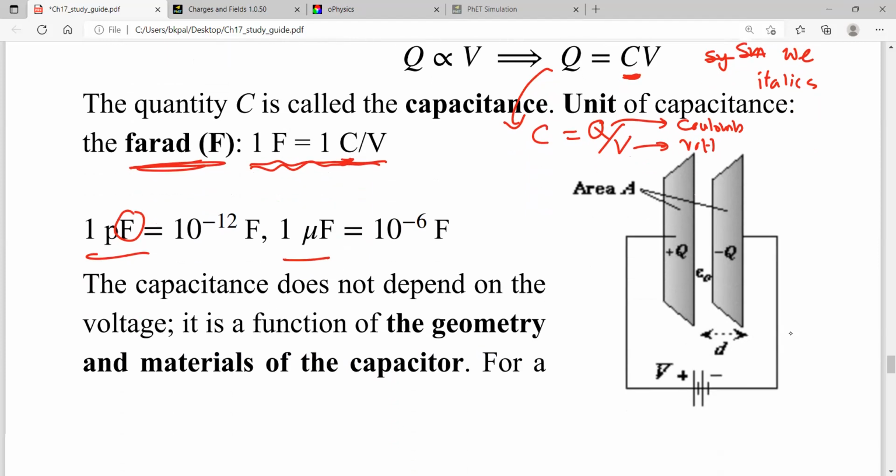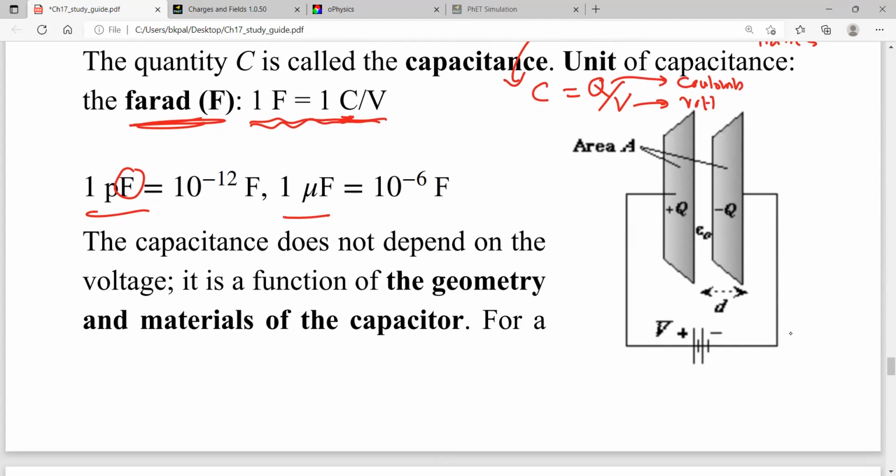All right, so the capacitance is the property of the capacitor. It does not depend on the voltage, but it does depend on the geometry of the capacitor and the material. For example, for a parallel plate capacitor, the capacitance C is epsilon 0 A over D. Epsilon 0 is the permittivity constant of free space, which I introduced in the last chapter, and A is the cross-sectional area of a plate, and D is the separation.